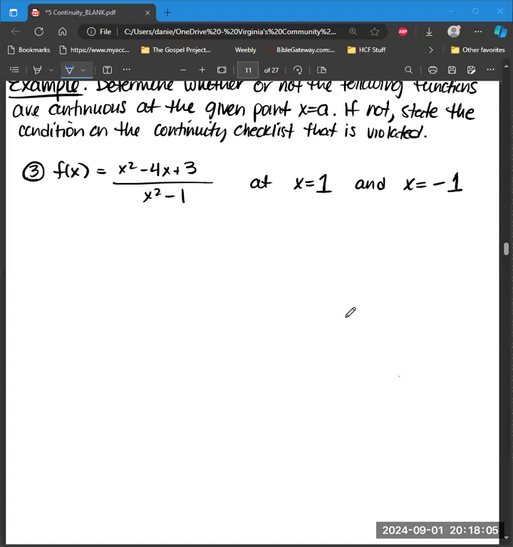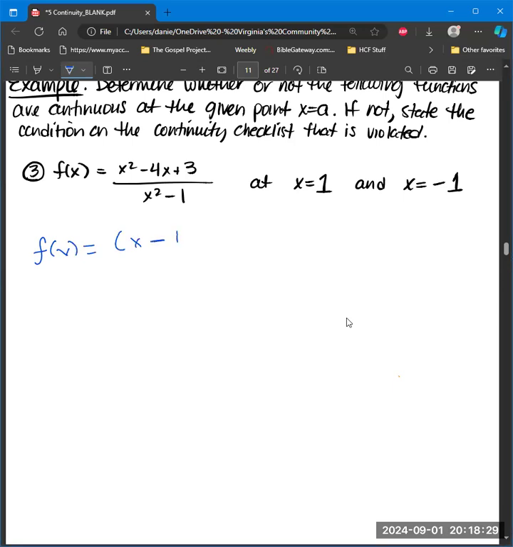So in this example, we want to see if f of x is going to be continuous at x equals 1. Is it going to be continuous at x equals -1? If not, what parts of the continuity checklist are violated? So let's factor this first.